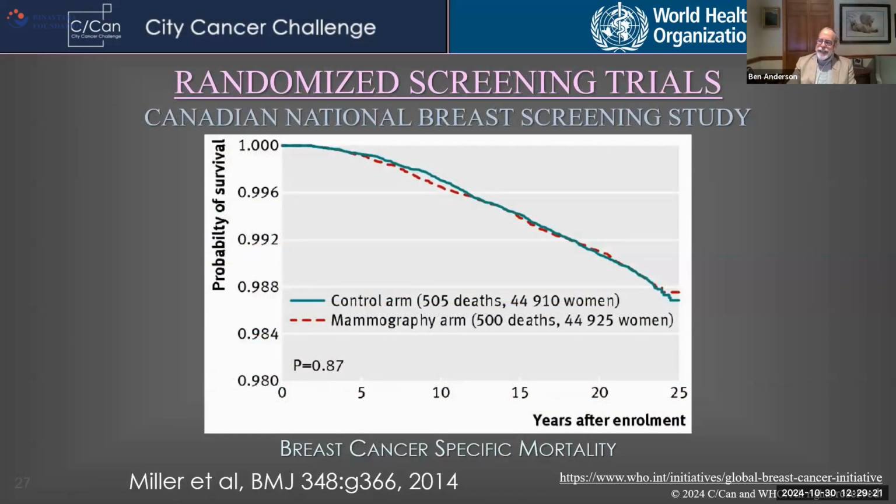But going back to the Canadian trials, the Canadians have published this repeatedly, and they now have 25-year follow-up in their randomized trial in which women were randomized to mammographic screening versus not mammographic screening. And for at least 2 decades, everyone's been throwing rocks at the Canadians saying, well, obviously you must not know how to do a mammogram because everyone else seemed to make this work.